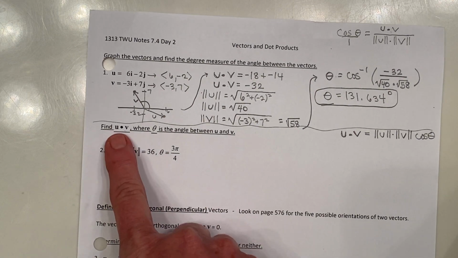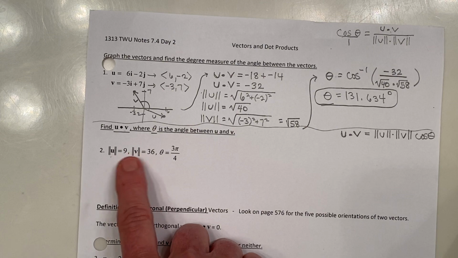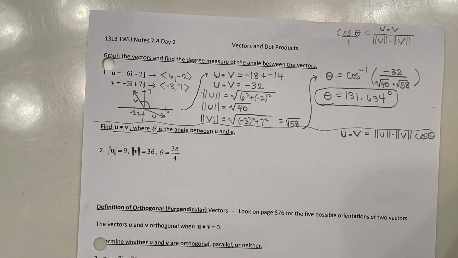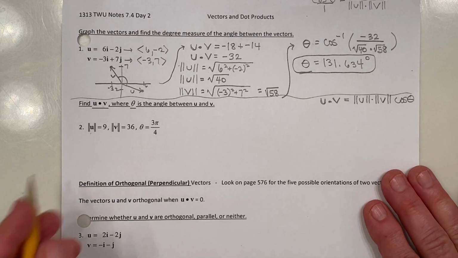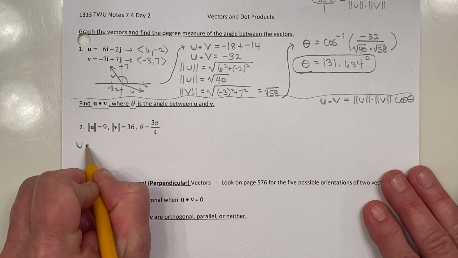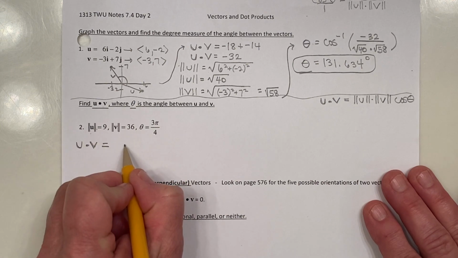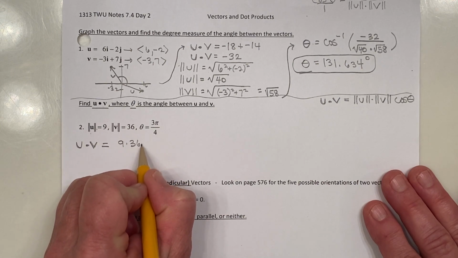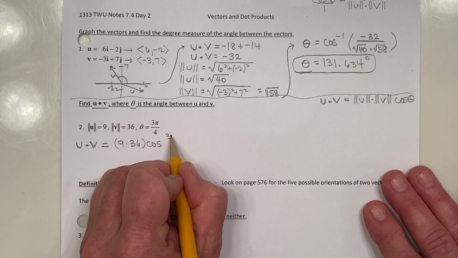Coming back to our example, what we're asked to find is u dot v. We have theta and we have the two magnitudes, so let's assemble everything again into this alternate form. So u dot v will equal the two magnitudes, 9 times 36 times the cosine of 3 pi over 4.